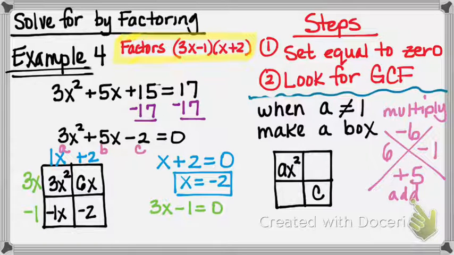Could be 1, it could be both. For your second one, you should get positive 1/3. Or you could say x equals 0.3. And that would be your solutions.